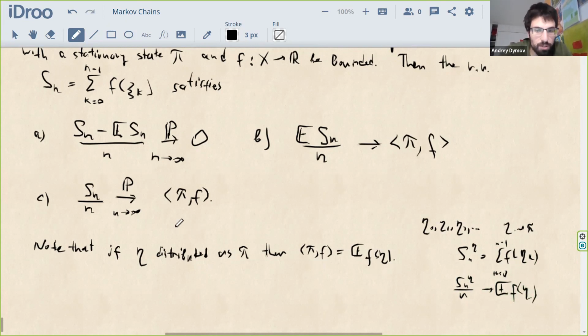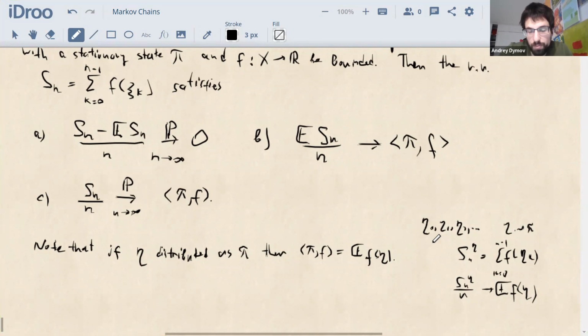So we see that our Markov chain asymptotically behaves in this sense as such a sequence. This is quite natural because we know that an exponentially ergodic Markov chain converges to the stationary state.